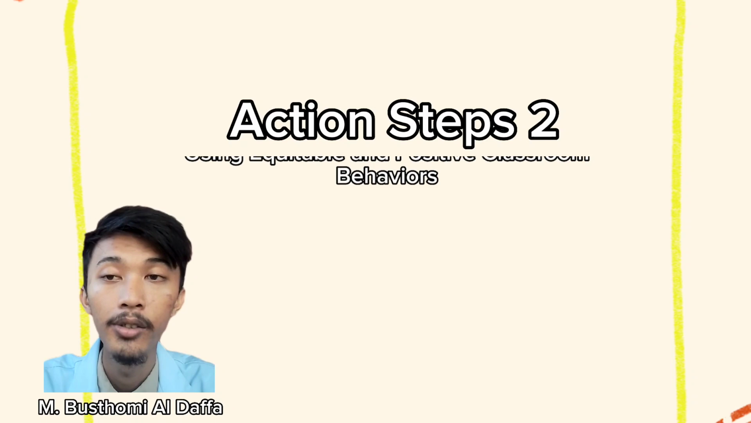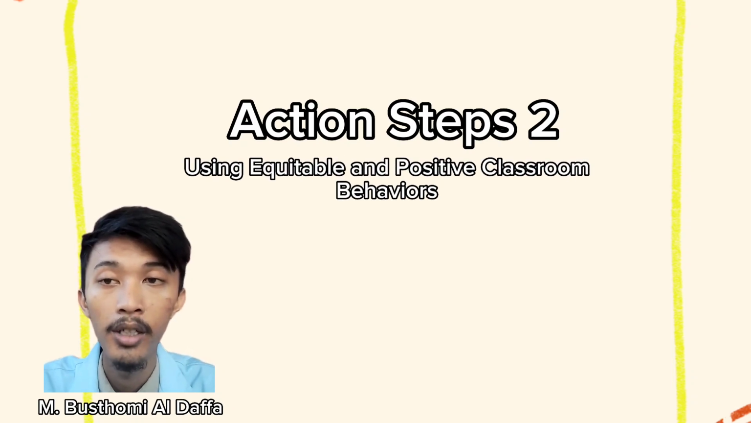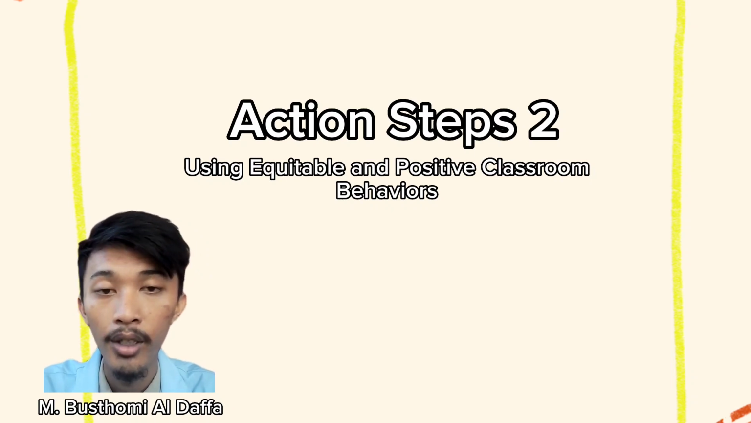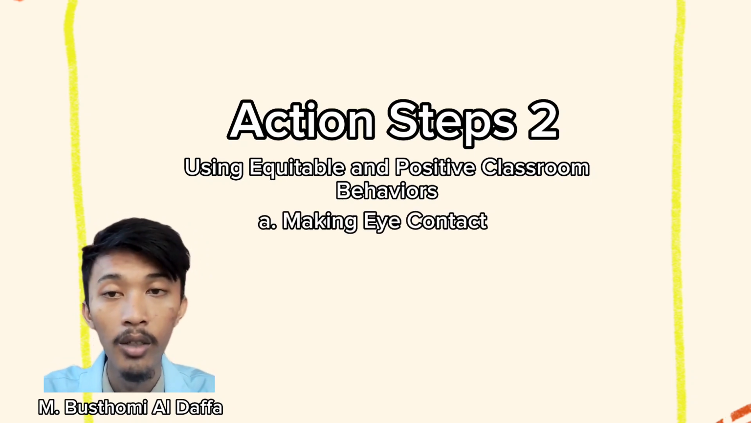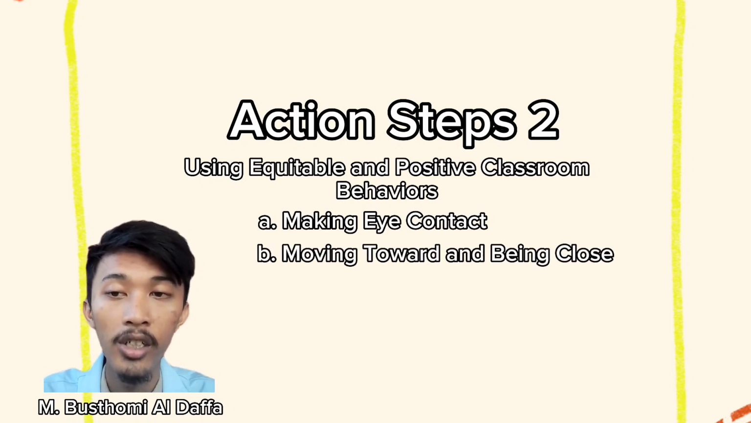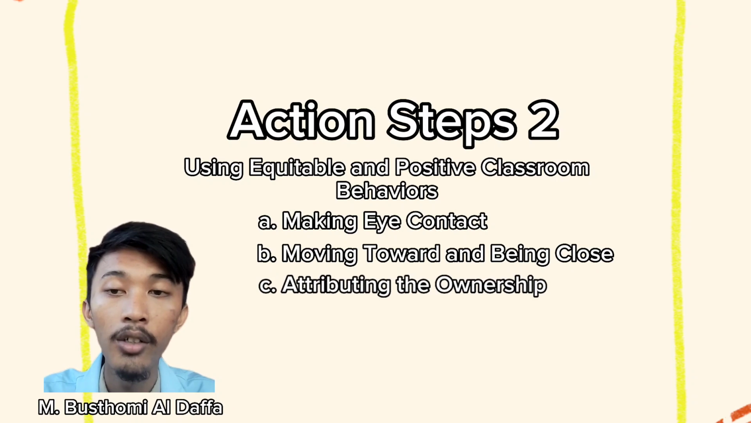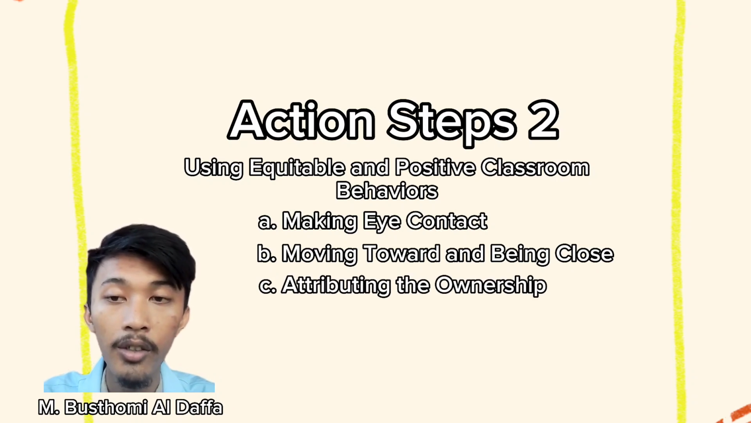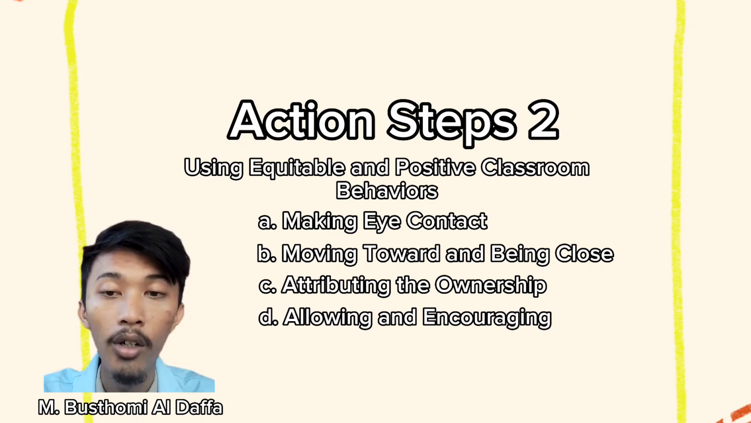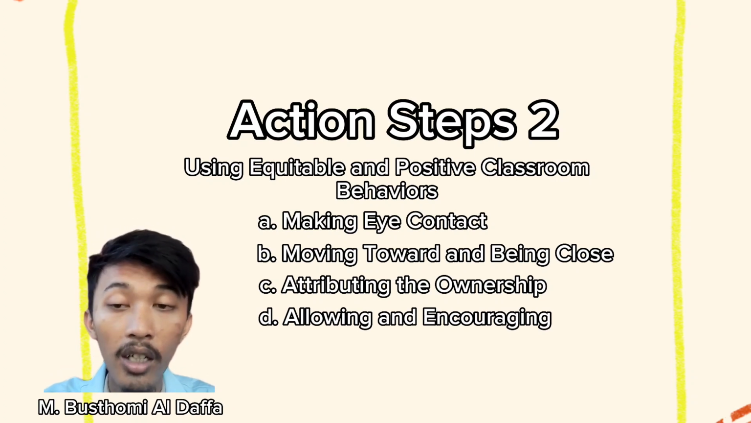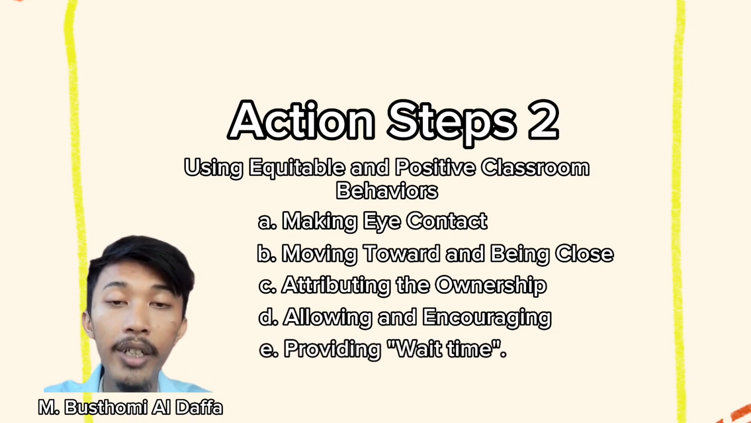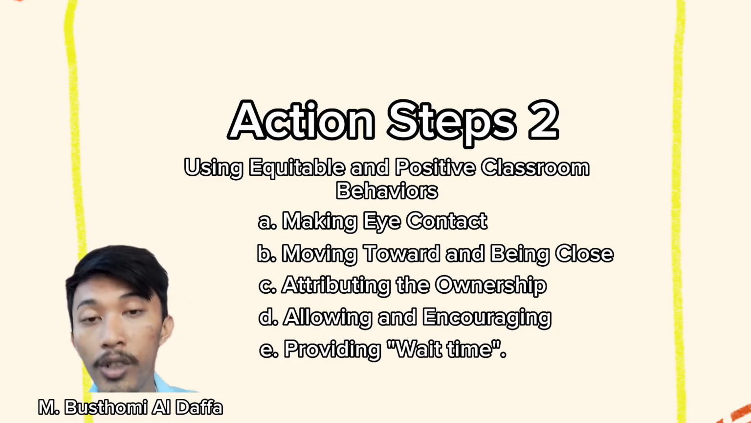The next is using equitable and positive classroom behavior. Such behaviors of fostering teacher-student relationships are making eye contact with each student in the classroom, deliberately moving toward and being close to each student, attributing the ownership of ideas to the student who initiated them, allowing and encouraging all students to take part in class discussion and interaction. Last, providing appropriate wait time for all students.